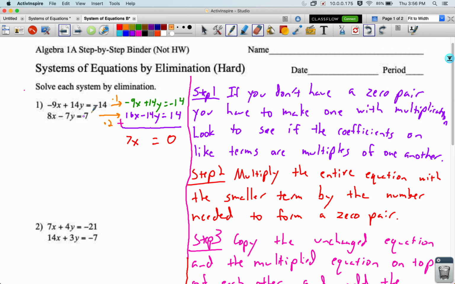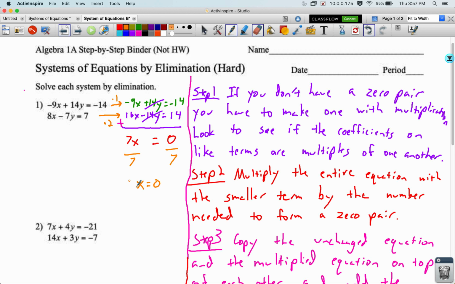We didn't have a zero pair originally, but we recognized that 14 is a multiple of 7. So I could form a zero pair by multiplying the whole bottom equation by 2. When I did that, I got this equation. I lined them up, added them together, and the y's eliminated. I can even cross them out now because I'm not going to use these equations again. And now I've got an equation with just an x. I can finish solving by dividing both sides by 7, and I get x equals 0.